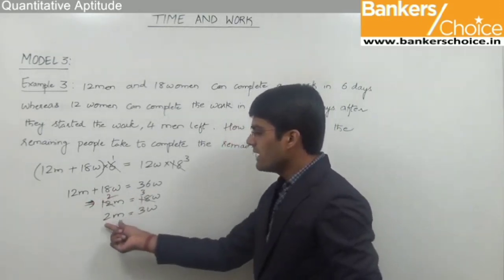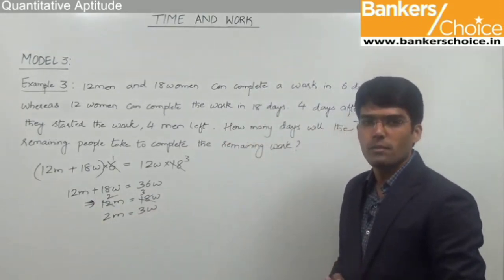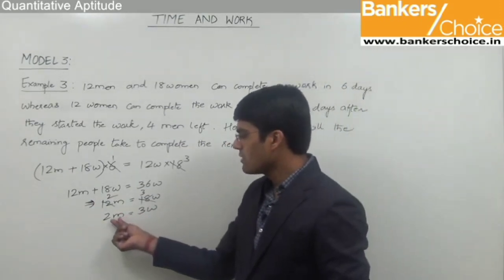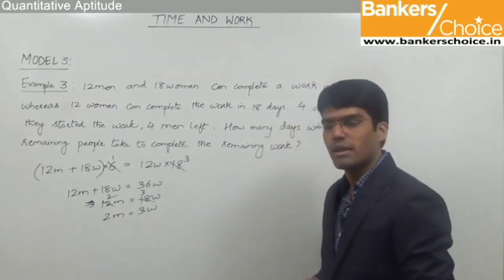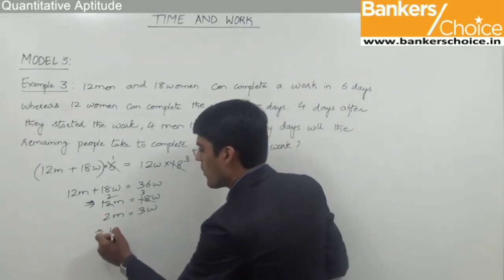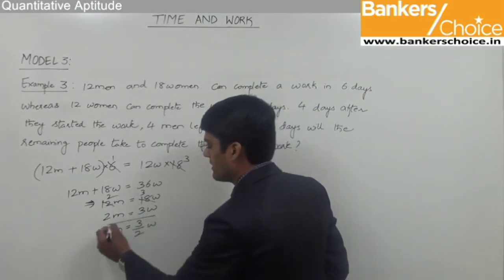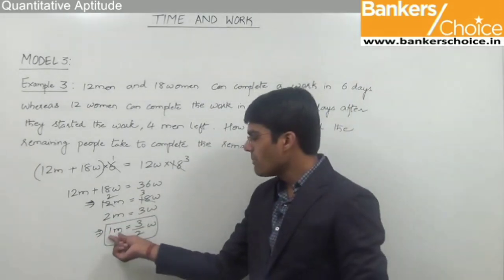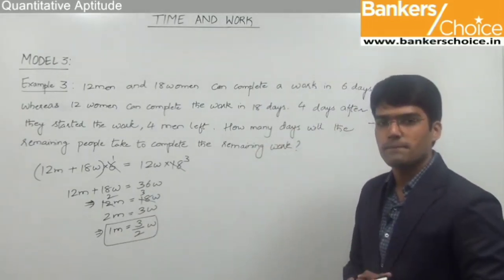So therefore very clearly the work done by 2 men will be equal to the work done by 3 women. Now from this we can find out the number of men in terms of women or the number of women in terms of men. For example, we can say that 1 man is 3 by 2 times 1 woman. That is nothing but the work done by 1 man is equal to 3 by 2 times the work done by a woman in the given time.